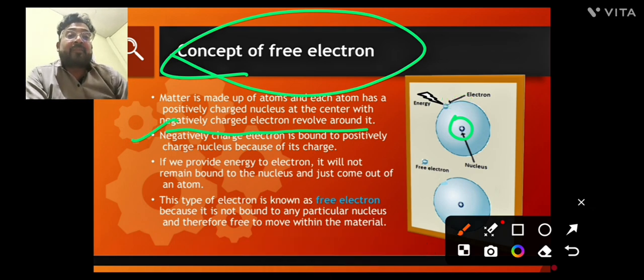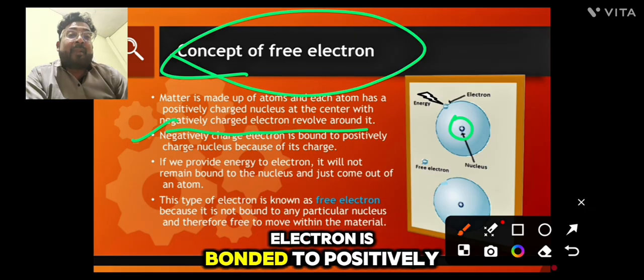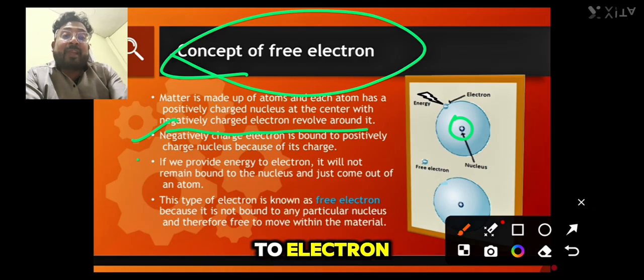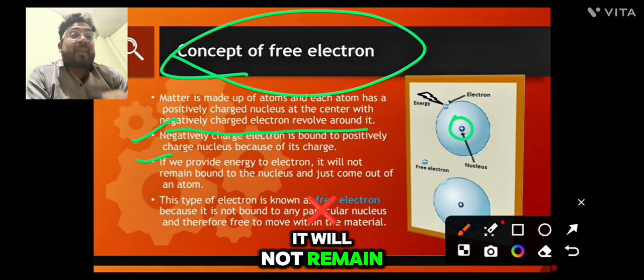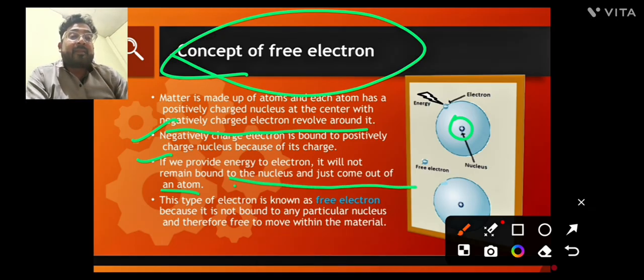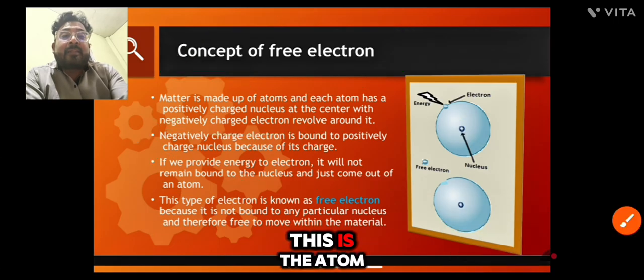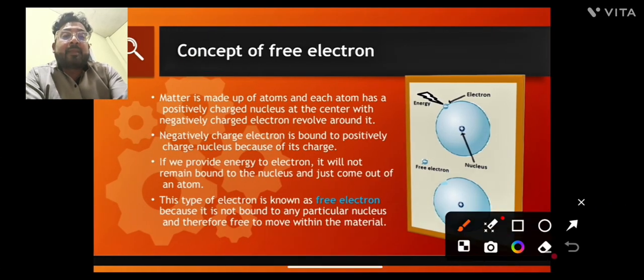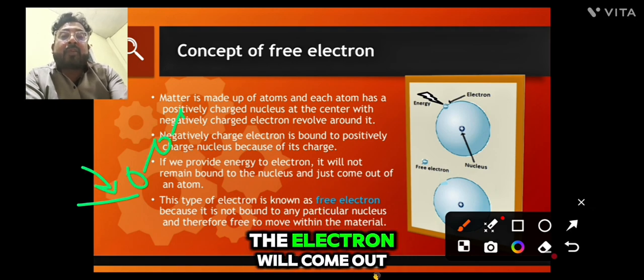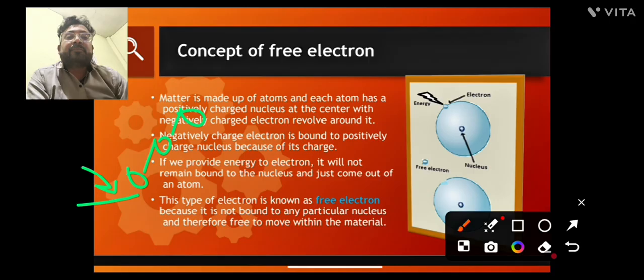Now come to the next. The negatively charged electron is bound to the positively charged nucleus because of its charge. So if you provide energy to an electron, if you provide electricity to an electron, what will happen? It will not remain bound to the nucleus and will just come out of the atom. Suppose this is the atom, and when we give the energy here, what will happen? The electron will come out.